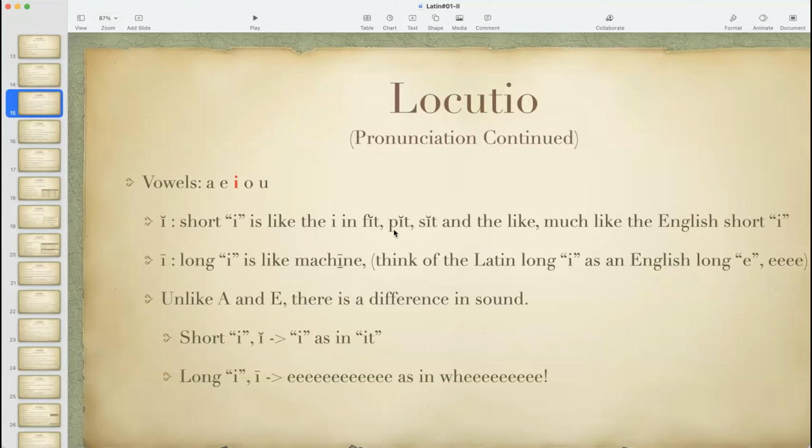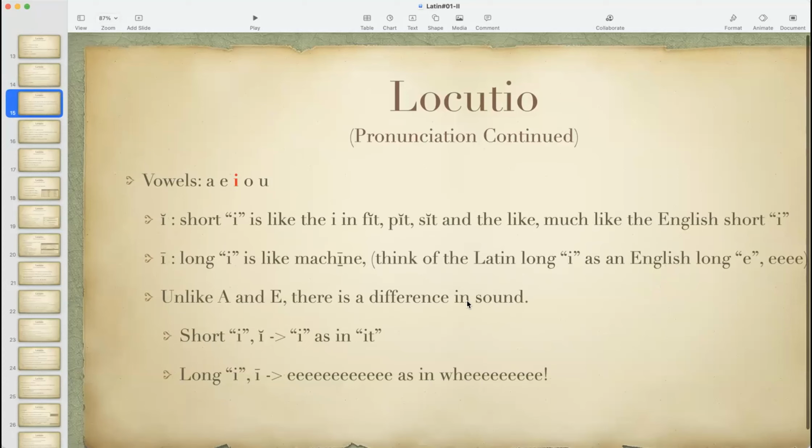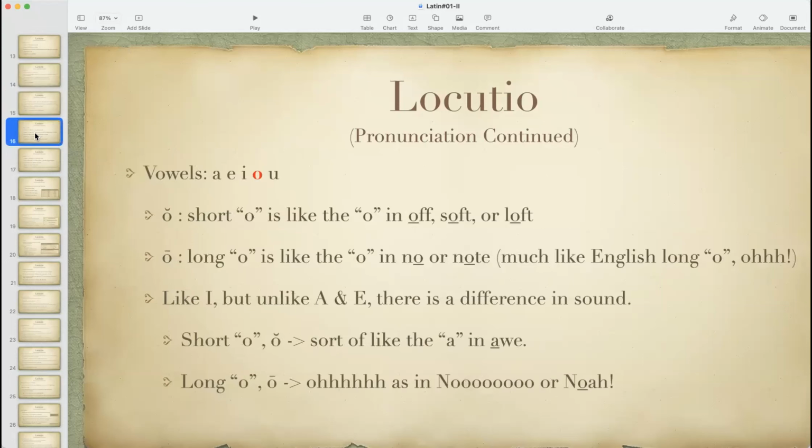But the short I is fit, pit, sit. And then the long I is like machine. Okay. So a short I would be it, whereas a long I is E as in we. So that one really does have a different sound. As I said, unlike A and E, which are close, I really does have a different sound. O is short O, like off or soft or loft, whereas a long O is more like no or note, much like the long O in English. So we kind of get that one for free.